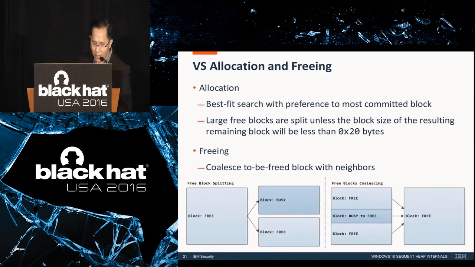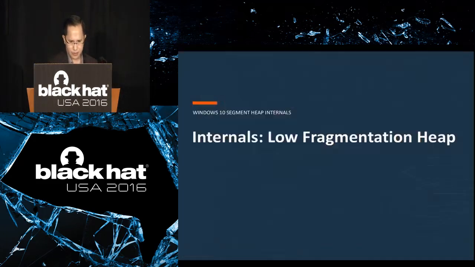For the allocation, as I mentioned, a best fit search with a preference to the most committed block is conducted. And large free blocks are split unless the size of the resulting remaining block will be less than 20 hex bytes, because 20 hex bytes is the size of a free VS block header. So for freeing, the to-be-freed block is coalesced with the neighboring free blocks to reduce fragmentation. So that's the backend and the VS allocation component.